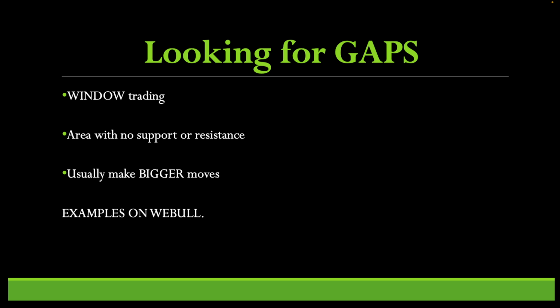Now, another thing I want to discuss is looking for gaps. What is a gap? A gap is another way to say, you could say, window trading. A lot of people call it that, but it's an area of the chart where there's a resistance at, let's say, $1. And then from $1 to like 1.5, there's no resistance or support. This is a gap fill, and this is an area with no support and resistance. Usually, these type of charts make the bigger moves. I'll give you an example on Webull as we go along.